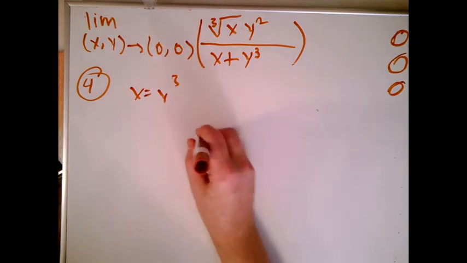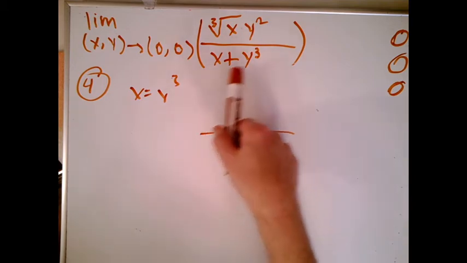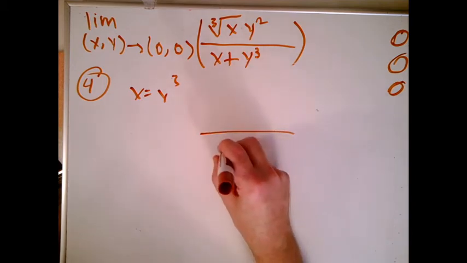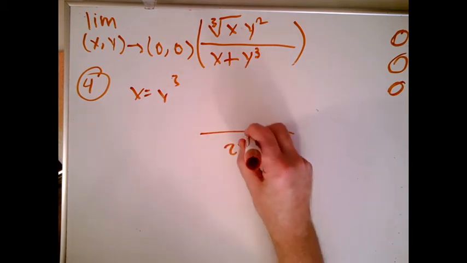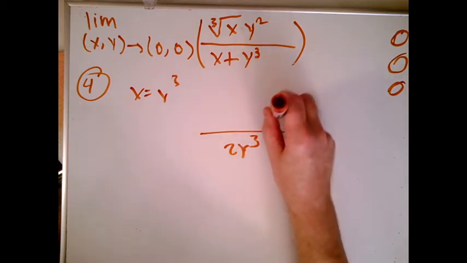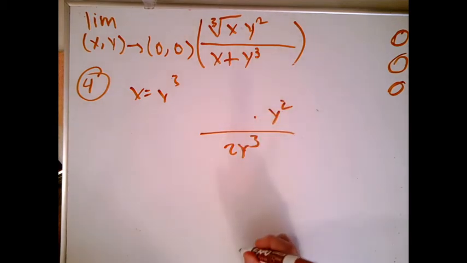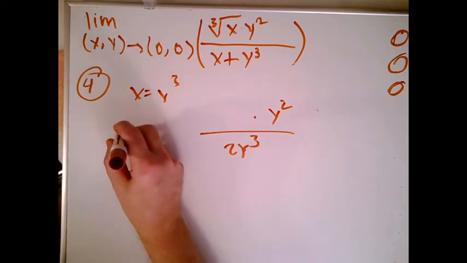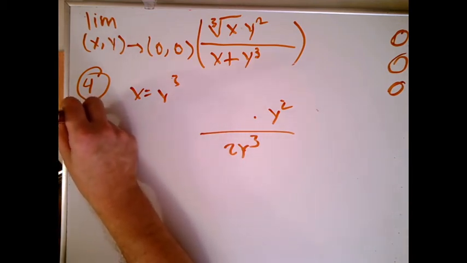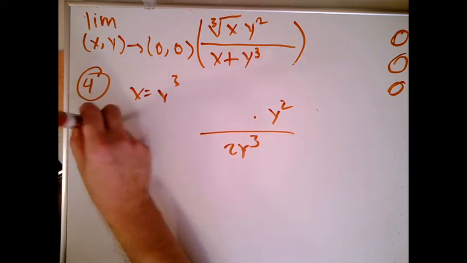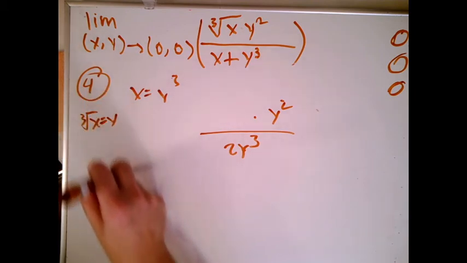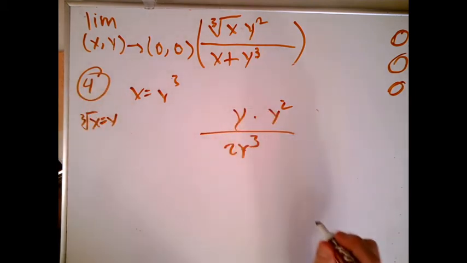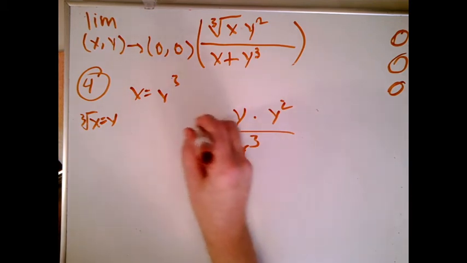Let's do the bottom first. This is going to be y cubed plus y cubed. That's 2y cubed. That's great. The y squared is just y squared. The cube root of x is just y. I guess I'll write this over here somewhere. I'm going to regret this later. So that just puts another y right here, like that. And I'm going to try and take the limit.